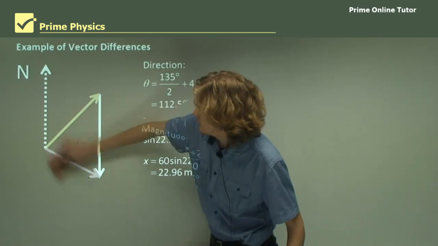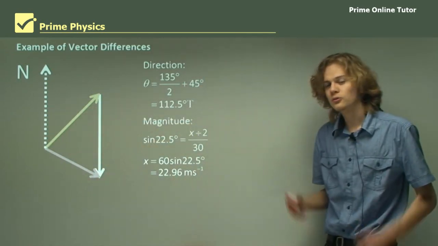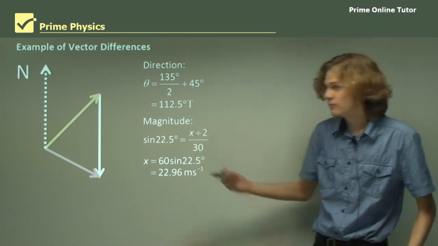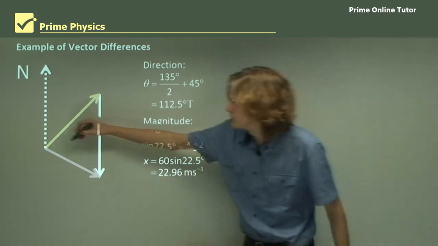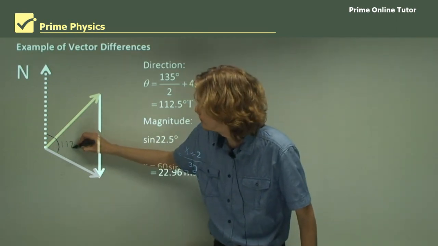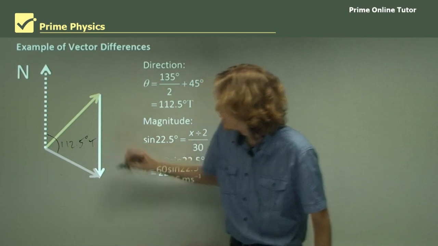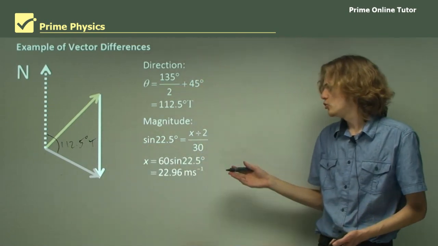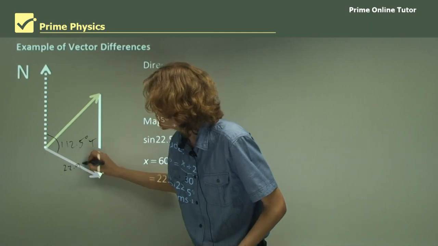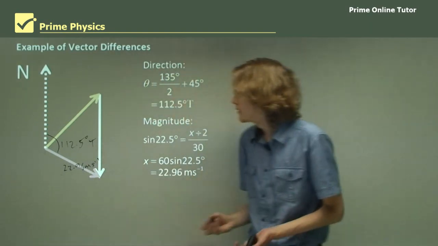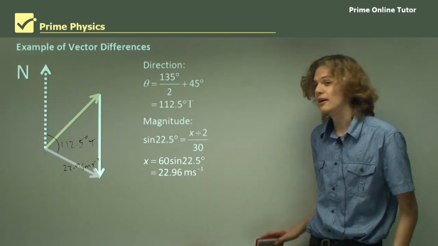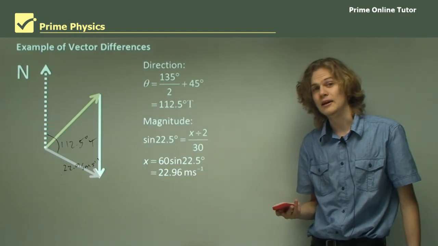And so, from that, we found the total change in velocity that the cricket bat made on the cricket ball. And that's this pink vector here, which has a bearing of 112.5 degrees true, and has a magnitude of 22.96 meters per second. And so this doesn't have to be done just with velocity. It can also be used for things like forces, which we'll learn about a little later on.